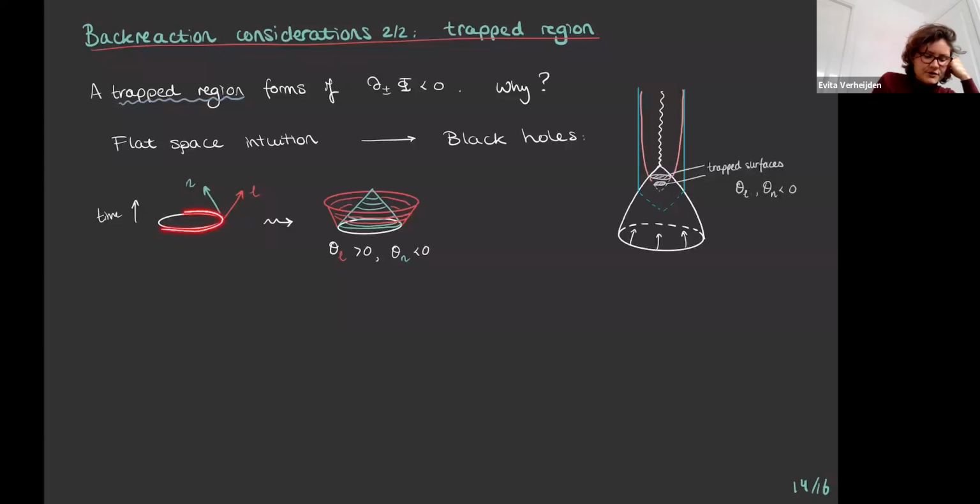If you have some surface here, you can define an outgoing and an ingoing null ray, and then you can see if they diverge or converge. From flat space, your intuition would be that ingoing null rays converge and outgoing null rays diverge, so the surface would grow. But in curved spacetimes, this can be different. For example, inside a black hole, collapsing matter here, within this apparent horizon, you'll find that both expansion scalars, classifying if these things diverge or converge, will be negative.